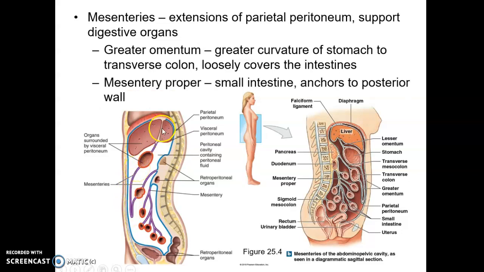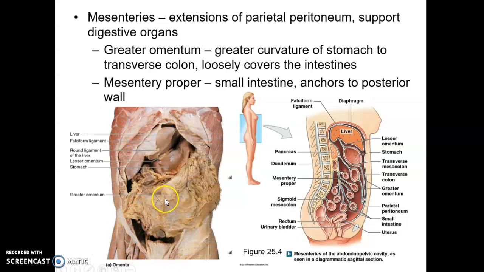The mesentery proper runs from the small intestine, and it anchors it to the posterior wall. So here's the convolutions of the small intestine, and there's the mesentery proper. It has numerous extensions, and it helps hold and tether the small intestines to the posterior wall of the abdominal cavity. Small intestines, mesentery proper.